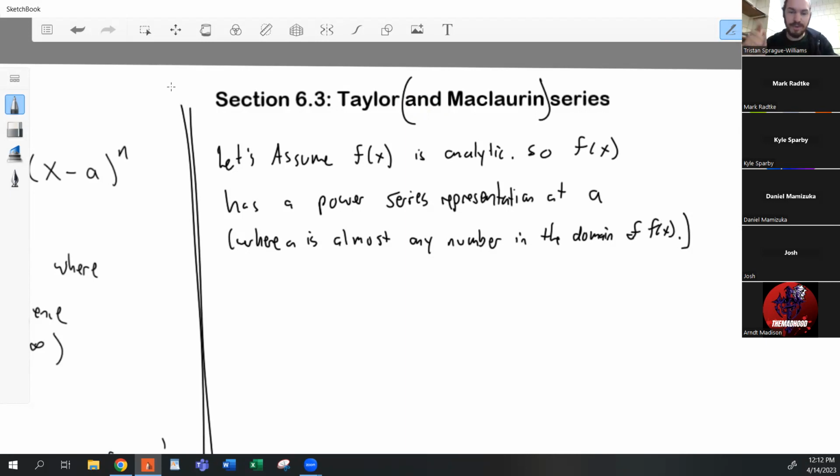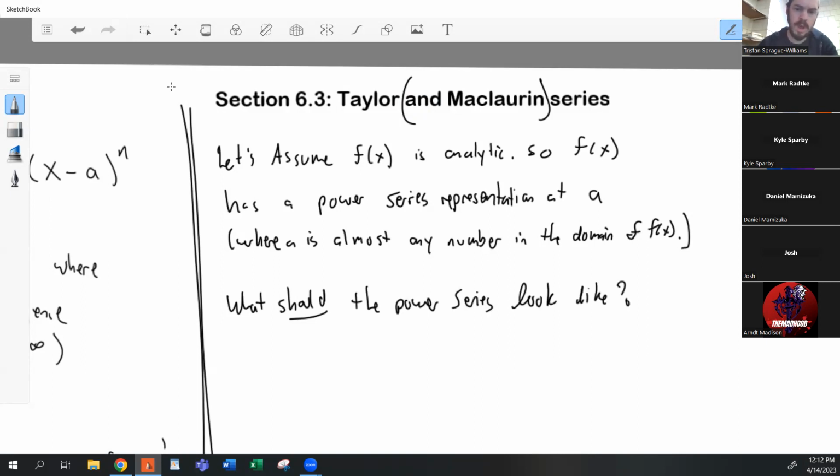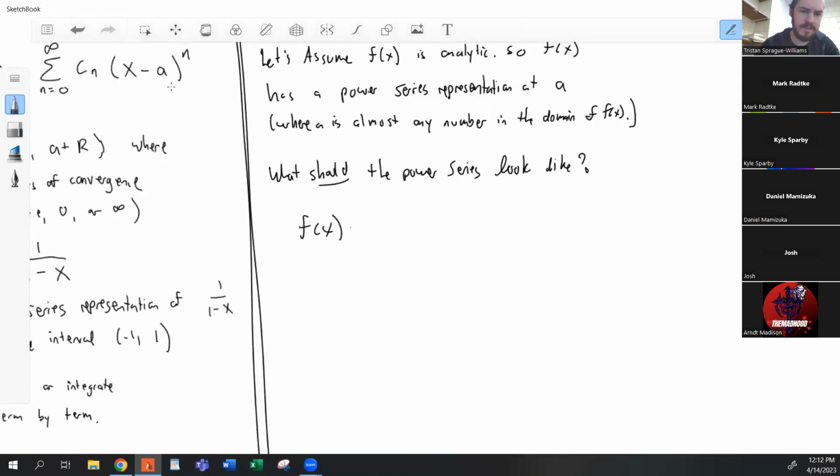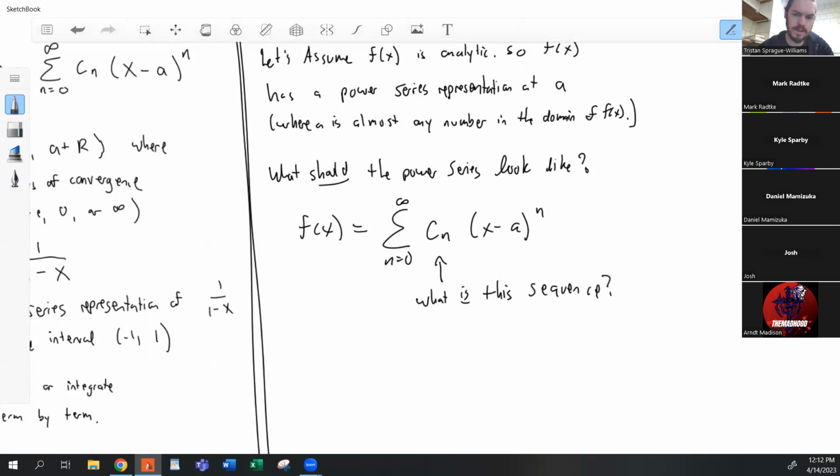Okay, but the reason we do it this way is because then we can ask the question, well, what should the power series look like? Well, we know our f of x is going to be equal to a sum from 0 to infinity for some sequence Cn times (x minus a) to the power n, right? But what is this sequence? What should it look like?